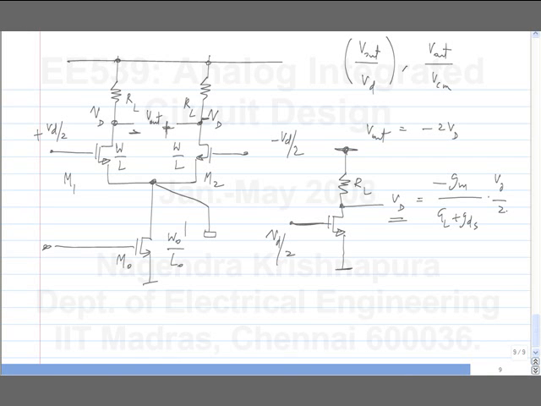And I know what V out is. So V out is minus 2 times this whole thing. So it is plus GM by GL plus GDS times VD. So it turns out that the gain between the differential input and differential output is also GM by GL plus GDS. And this whole thing became easy because the differential half circuit is our common source amplifier, which we have analyzed so many times.